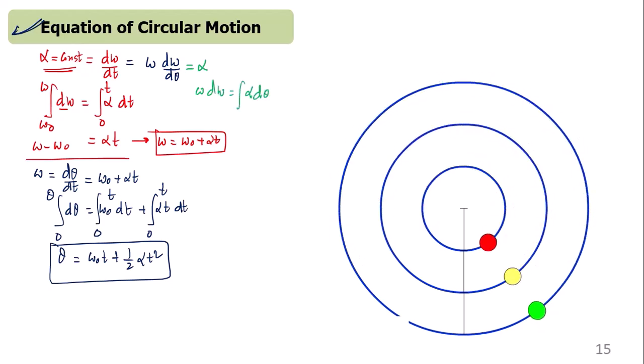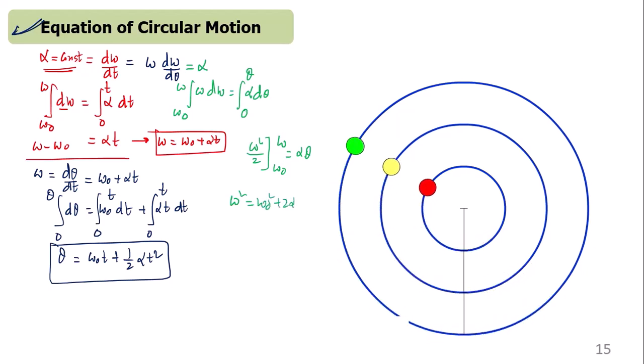Now integrate it. When theta equals zero, let us say omega is omega naught. When theta equals theta, let us say it is omega. So the left hand side becomes omega square by 2, from omega naught to omega, equals alpha into theta. That is finally omega square equals omega naught square plus 2 alpha theta.